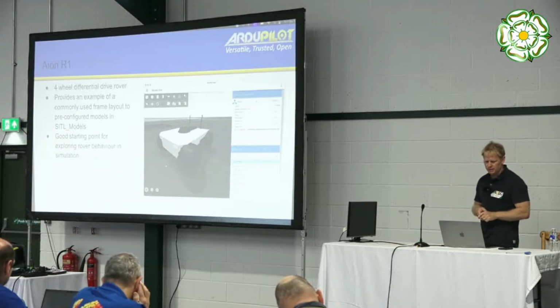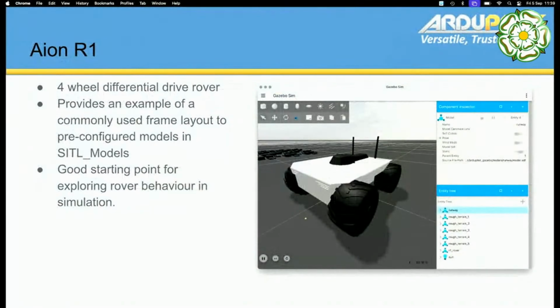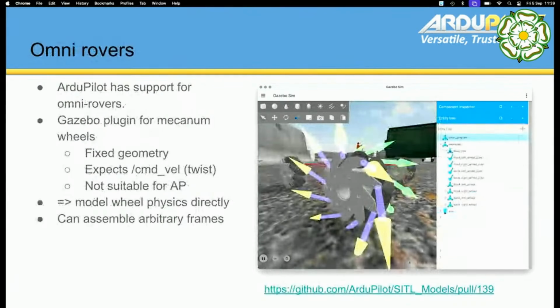Similar thing with the Aion R1. Again, people were just after a standard four-wheel diff drive robot. This is something that's on our wiki as a model. We now have a digital copy of that in Gazebo, and it runs and operates as you'd expect a diff drive rover to. So if you just want a basic rover that you can test or explore, we now have something for that.